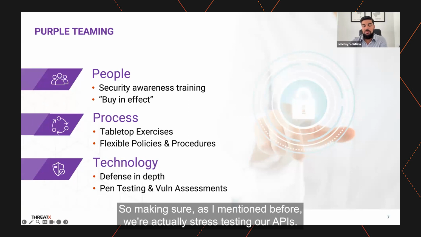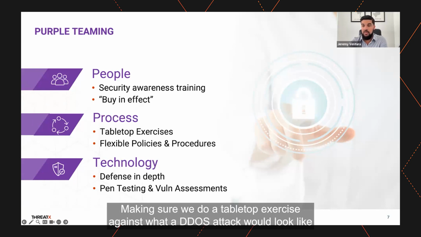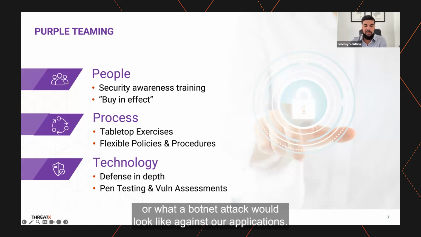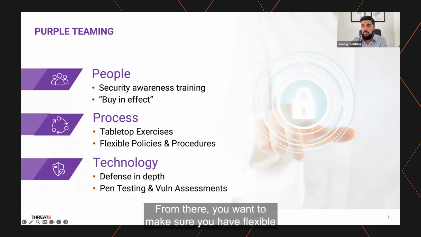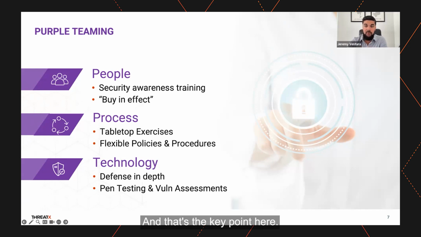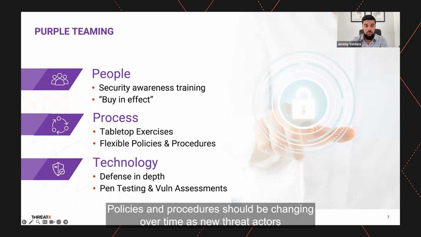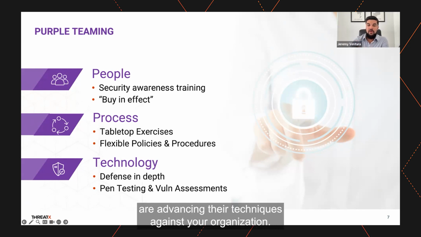From there, we also want to talk about process. So making sure, as I mentioned before, we're actually stress testing our APIs, making sure we do a tabletop exercise of what a DDoS attack would look like or what a botnet attack would look like against our applications. What would happen if we had downtime? From there, you want to make sure you have flexible policies and procedures. That's the key point here. Policies and procedures should be changing over time as new threat actors advance their techniques against your organization.